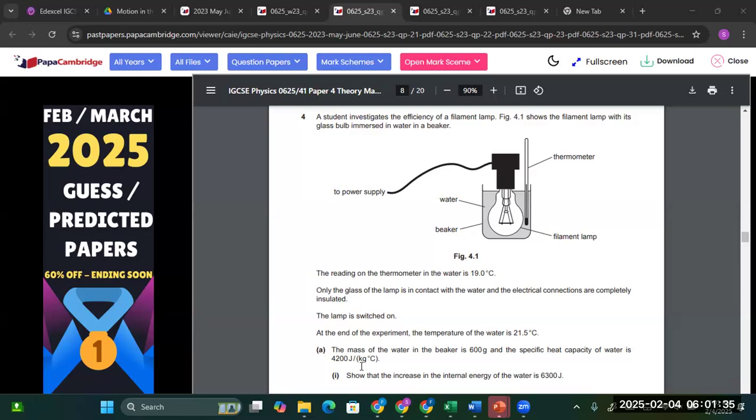So see, Hajra, the unit of specific heat capacity is very important in these questions. If the unit was in grams, then you could have just used grams. But since they're using kilograms, you have to do the conversions. Show that the increase in internal energy is 6300 joules. So you have to basically calculate the energy. So go ahead, give this a try.